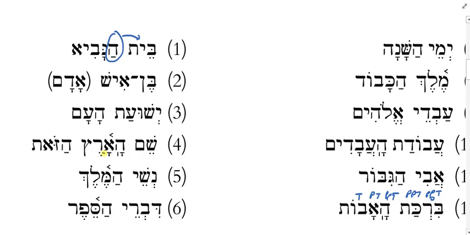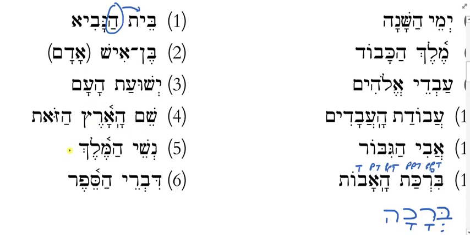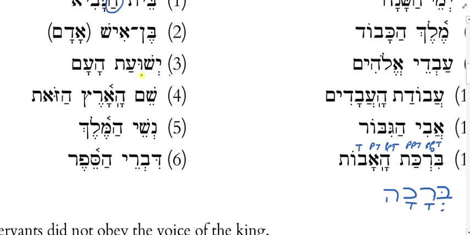Good. Shem ha'aretz hazot. Let's see. So this is the name of ha'aretz, the earth. Okay. And then hazot. The this. The name of the earth, the this. Now, what does the this modify? Okay. Yes. So because earth is feminine, right? So it would be the name of this earth, or land. Probably land is better. The name of this land.